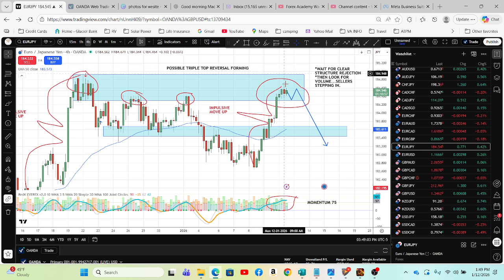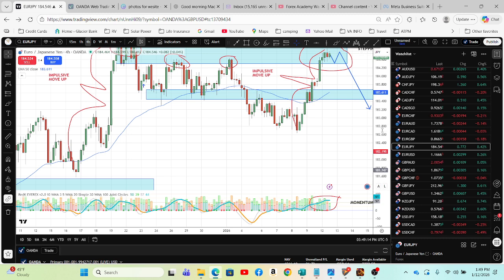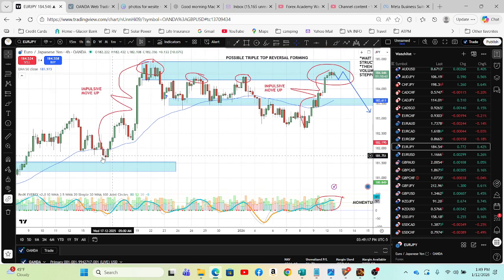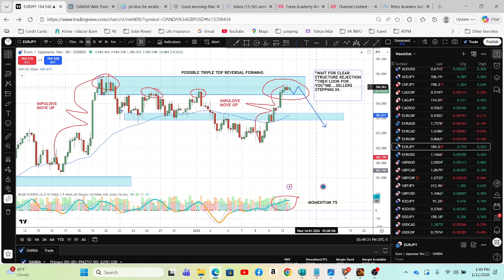Okay, so currently, right now, we have a possible triple top reversal. So we've got clear rejection right at this point after a solid impulsive move up from here up to there. And so now we have another smaller but still impressive impulsive move to the top side here that's coming into this same zone. So what we're saying is that we are waiting for a clear structure rejection at this point.